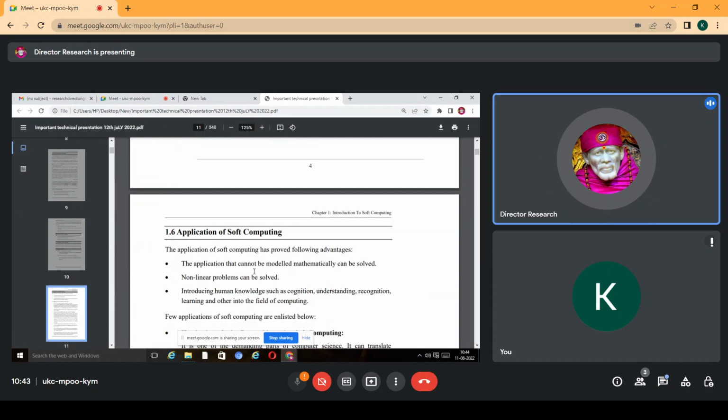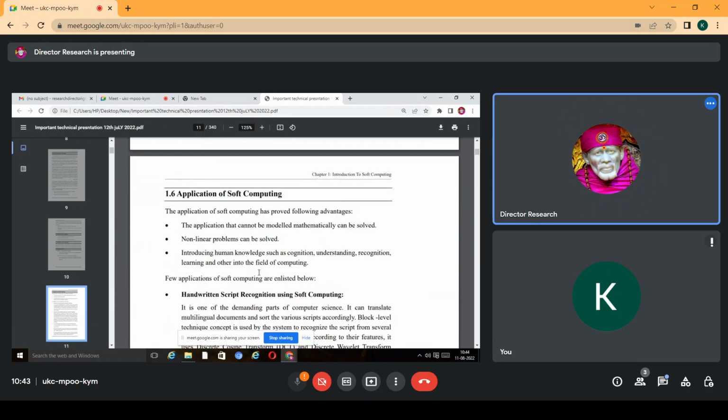Applications of soft computing. The applications of soft computing have proved the following advantages. The applications that cannot be modeled mathematically can be solved. That is the first point. The second point is that nonlinear problems can be solved. The third point is introducing human knowledge such as cognition, understanding, recognition, learning, and other fields of computing.